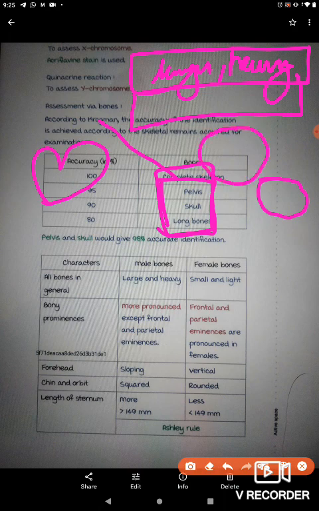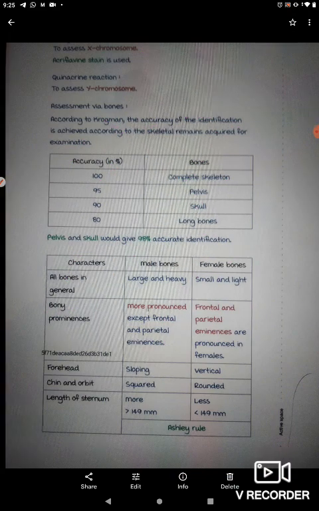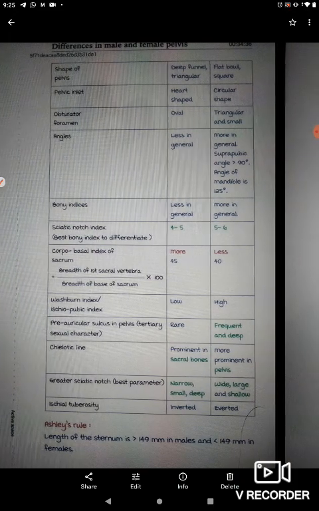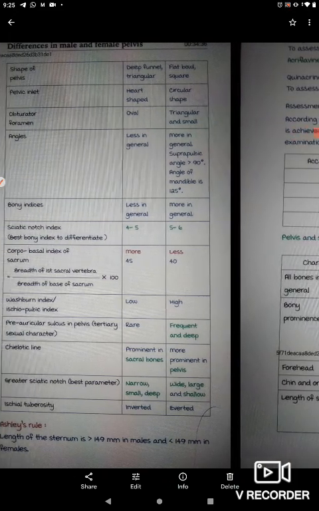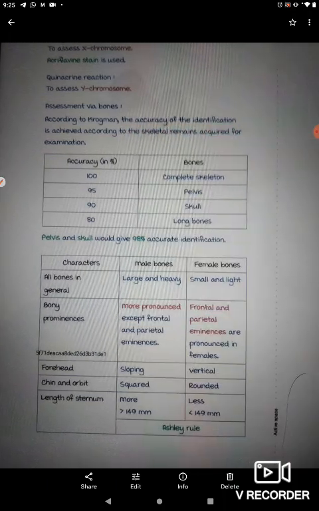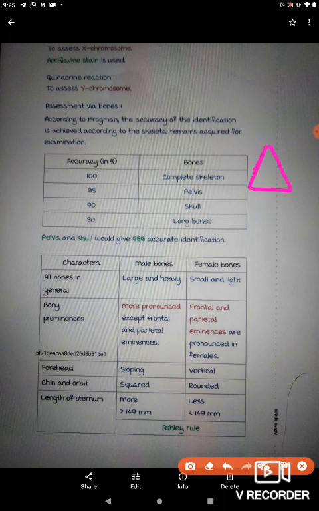And pelvis we have seen that it is deep. Pelvic inlet is a deeper funnel shape in the male, but flat oval shape or square shape in the female. And we have seen about the obturator foramen. Obturator foramen was triangular in the female, but it is oval in the male.